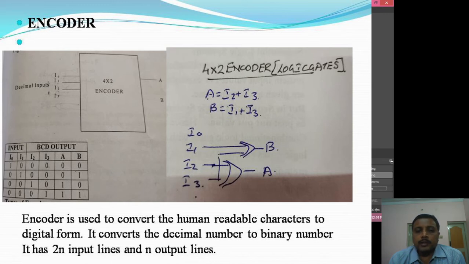a higher state. So this kind of encoder will have 2 to the power n input lines and n output lines. So if there are 2 output lines, that means it has 2 to the power n, that is 2 square, that is 4 input lines. So a 4x2 encoder will have 4 input lines and 2 output lines.